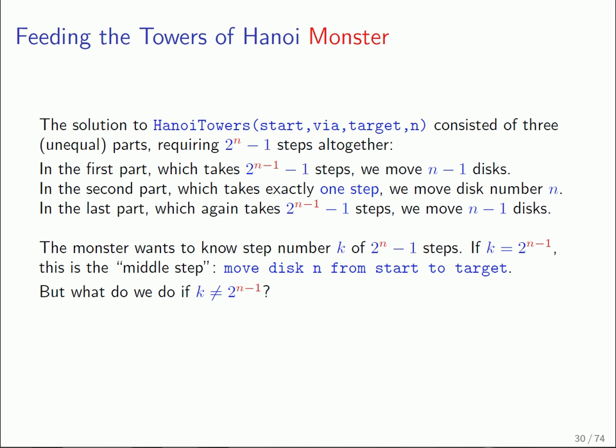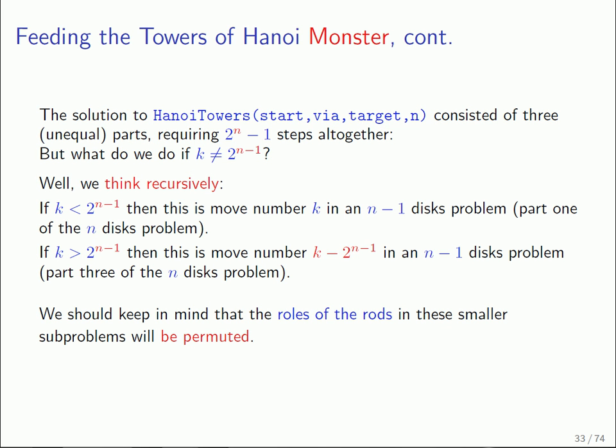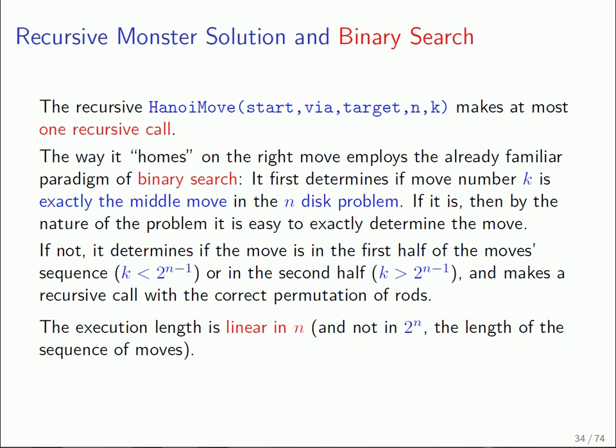If it's not exactly the middle move, we think recursively. If k is in the first half, if it's less than 2 to the n minus 1, then you don't care about the bottom ring. You just want to solve a problem with one less ring. If it's more than that, then basically those you already moved, so it's a similar thing, just you're in the second half. So you think recursively, you solve a problem. And we should keep in mind which rod goes where. I mean, the roles of the rods change, but it's not a big idea.